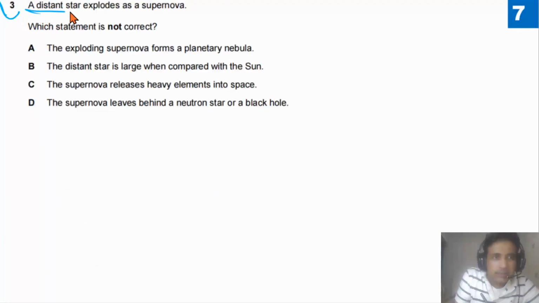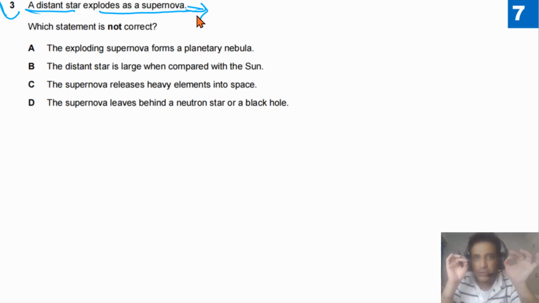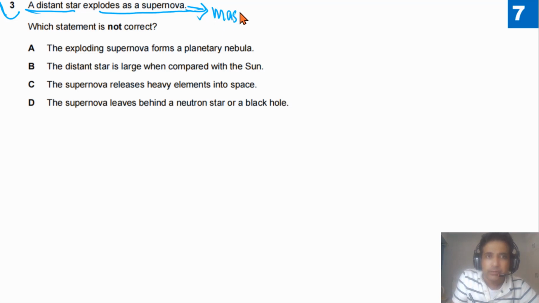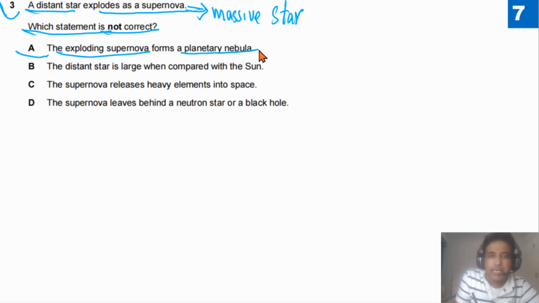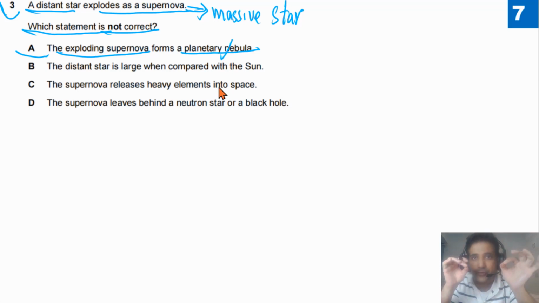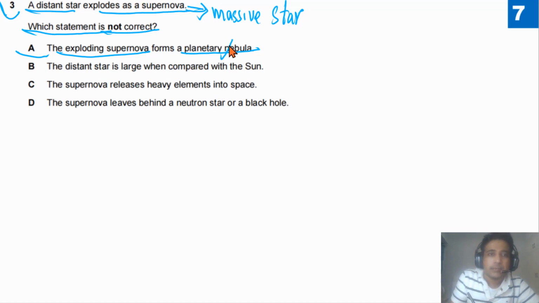Question number 7 says a distant star explodes as a supernova, and supernova is a stage of the life cycle of a massive star. So one thing we have to be very clear about, this is only for massive stars. The question is asking us to find out which statement is not correct. If you look at option A, it says the exploding supernova forms a planetary nebula. Planetary nebula in fact is a stage of sun-like stars. It's not a stage of massive stars, so this one is incorrect. So the answer for this question is A.